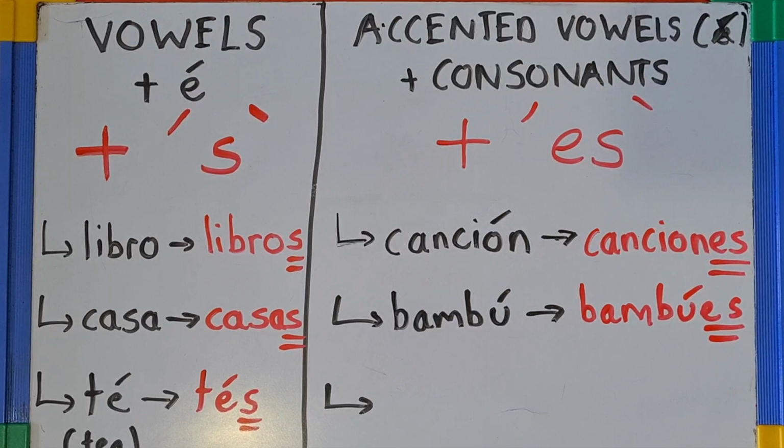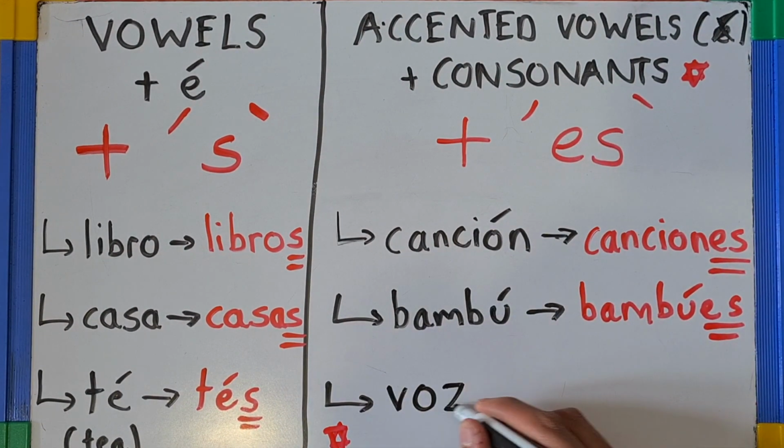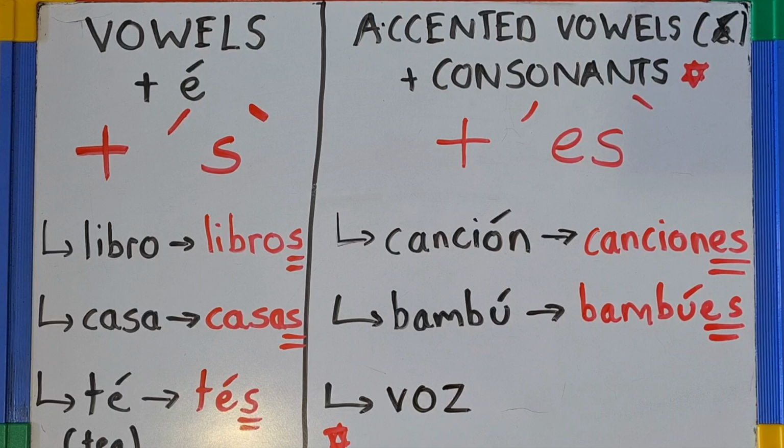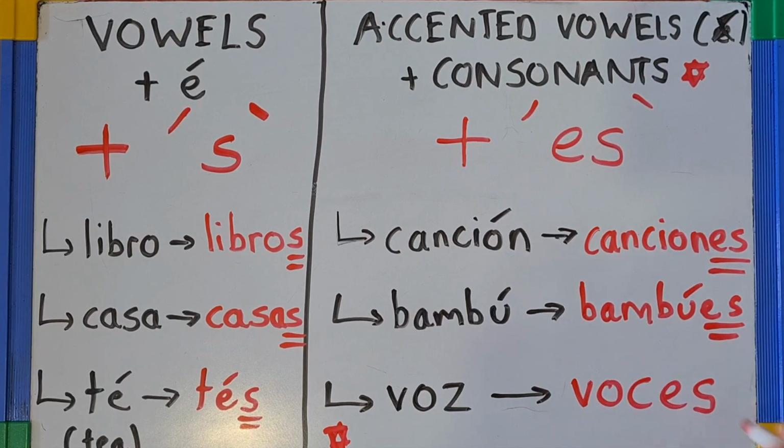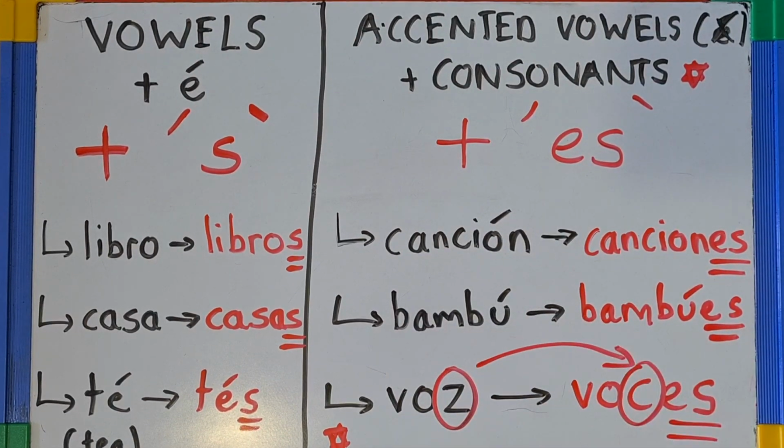There is, however, one caveat when a singular noun ends in the letter Z. Let's take voz as an example, the Spanish word for voice. We still add an ES to the end, but in the plural, the Z switches to a C. It goes from voz to voces. One more time, voz to voces.